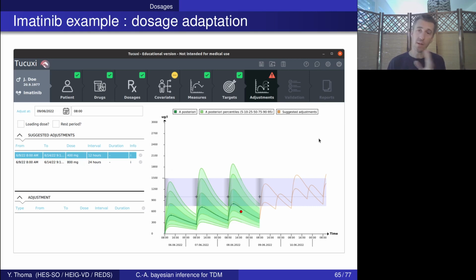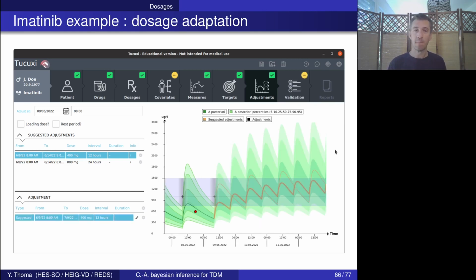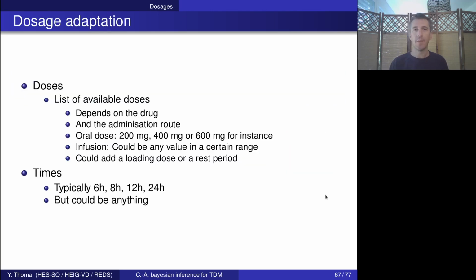And so that's basically close to the end of the journey of a pharmacologist for TDM. The last part would be to then select one of the options and then to end up with a report. So just for this dosage adaptation, as I said, we have the possibility to define exactly what are the doses, what are the infusion, the time.